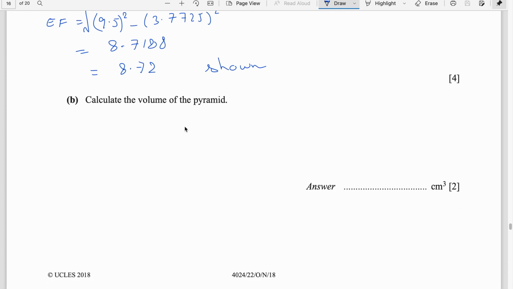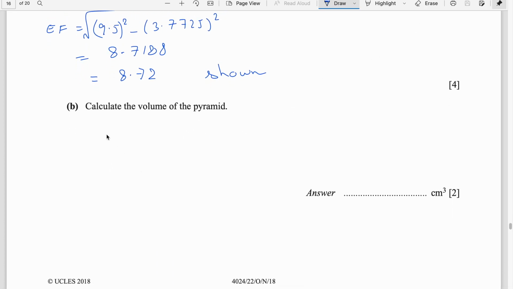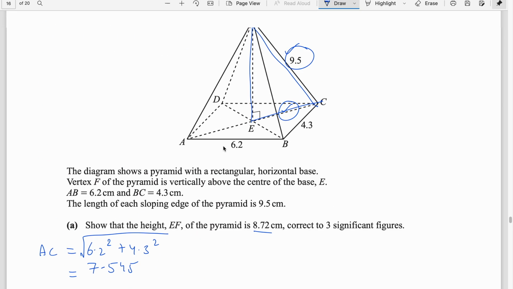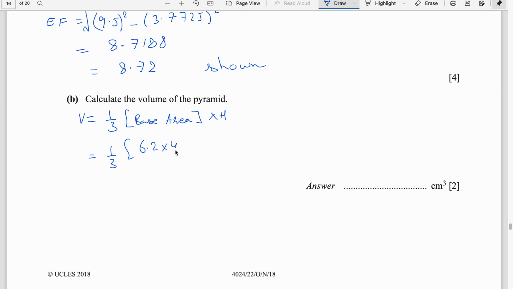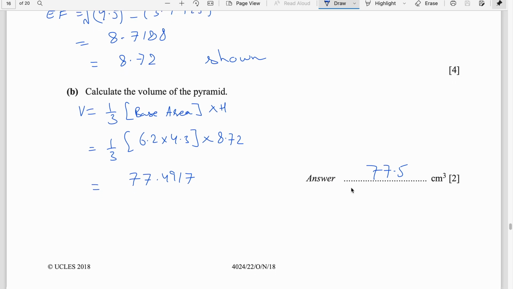Calculate the volume of the pyramid. So volume of pyramid, general formula is 1 by 3 times base area times the height. So 1 by 3, base area is length into breadth, 6.2 into 4.3, and we've just done the height, which is 8.72. Use your calculators to get the answer. 77.5 centimeter cube.